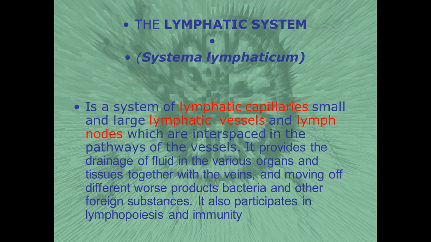And first of all, we have to tell what the lymphatic system is. It's a definition of the lymphatic system. It is a system of the lymphatic capillaries, small and large lymphatic vessels and lymph nodes, which are interplaced in the pathways of the vessels. It provides the drainage of the fluid in the various organs and tissues, together with the veins, and moving of different waste products, bacteria, and other foreign substances. It also participates in lymphopoiesis and immunity.